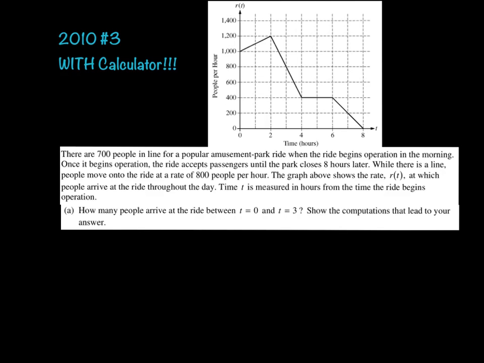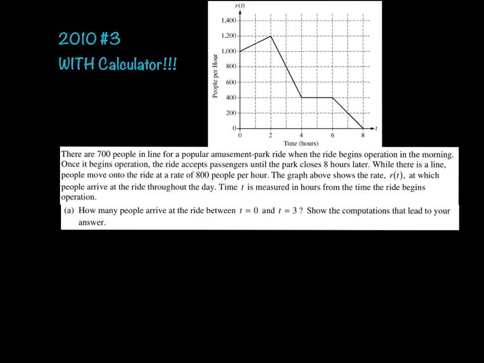It says there are 700 people in line for a popular amusement park ride when the ride begins operating in the morning. Once it begins operation, the ride accepts passengers until the park closes 8 hours later. While there is a line, people move onto the ride at a rate of 800 people per hour. The graph above shows the rate, R of t, at which the people arrive at the ride throughout the day. Time t is measured in hours from the time the ride begins operation.